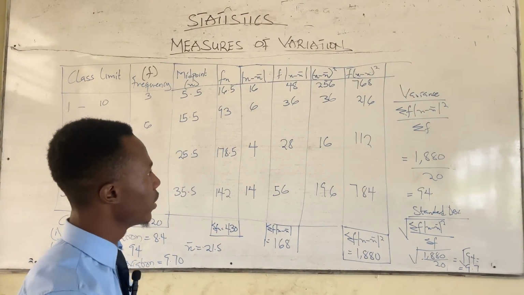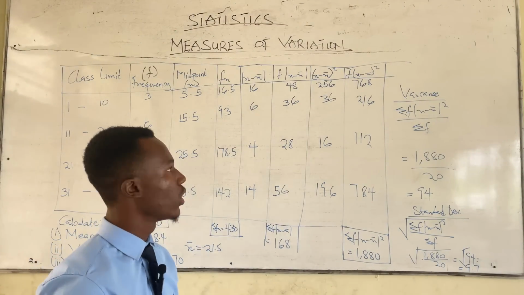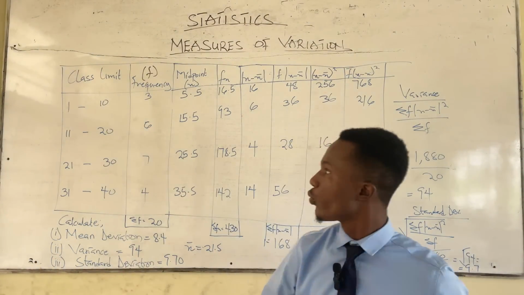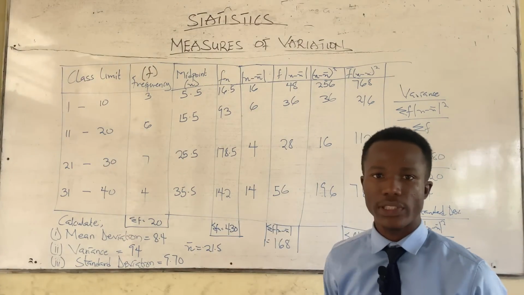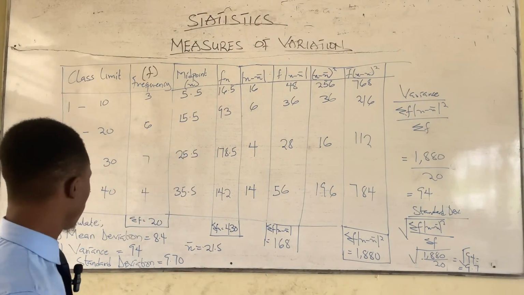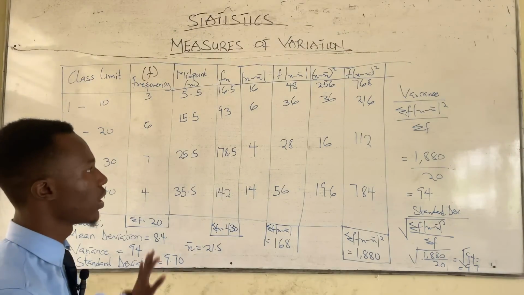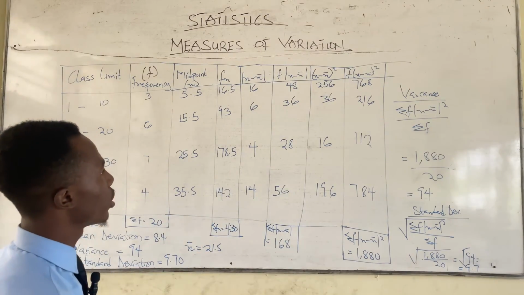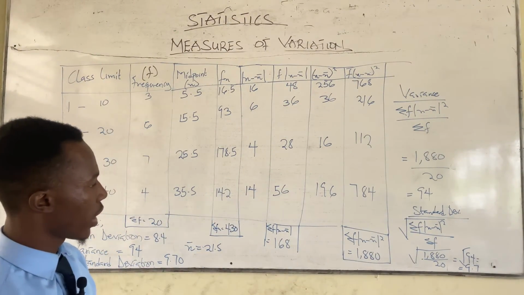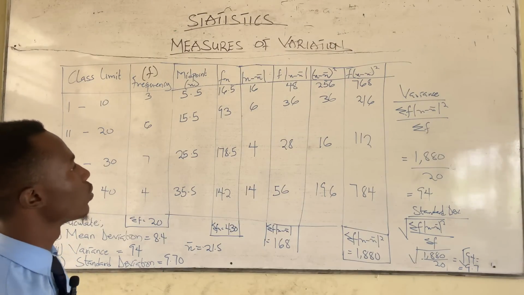This is how we go by. Just the formula, you start from your right hand side. The formula will tell you what to do. And so in this case, we are done with the group data. That is for mean deviation, variance, and standard deviation. And this is what you see on the board. Okay, so please, you can go through it again, then you know how to calculate it.